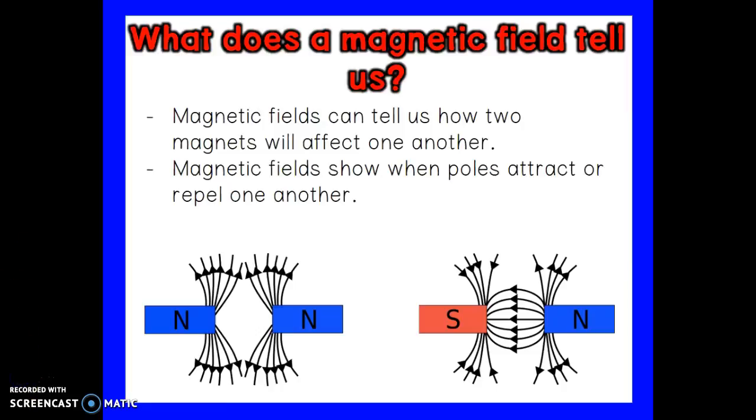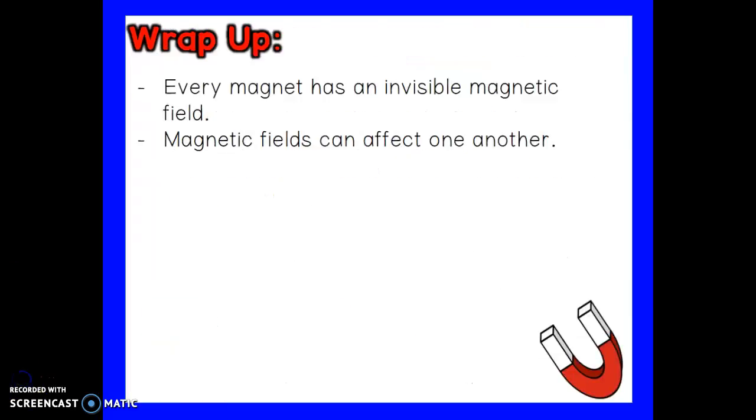You can see the magnetic field by covering a magnet with white unlined paper and sprinkling iron filings over it. This will show you what the illustrations are showing. In the first, two north poles are repelling one another, and in the second, the north and south poles are attracted to each other. To wrap up what we learned, every magnet has an invisible magnetic field, and magnetic fields can affect one another.